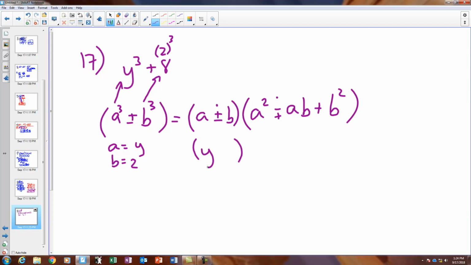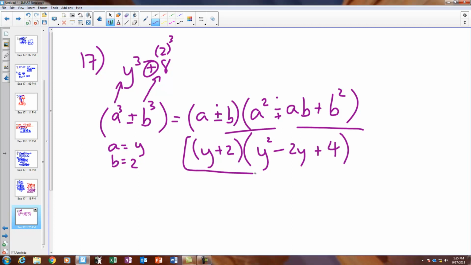So I'm going to have y plus 2. Because it was plus here, I'm going to keep a plus. And then y squared for a squared. Here's where the sign switch happens. Instead of using a plus here, I'm going to use a minus. AB, that's y times 2, that'd be 2y, plus b squared. Well, b is 2, 2 squared is 4. And that should be done with 17.